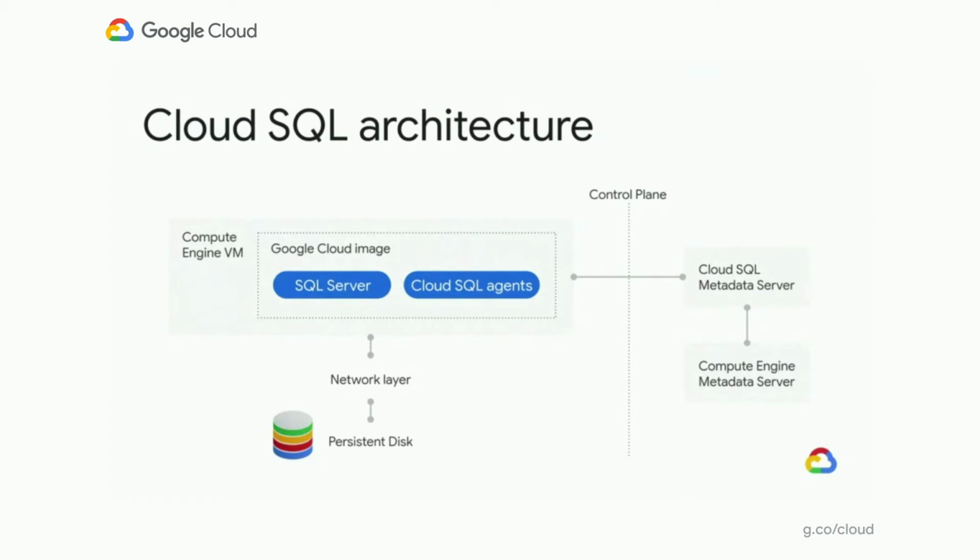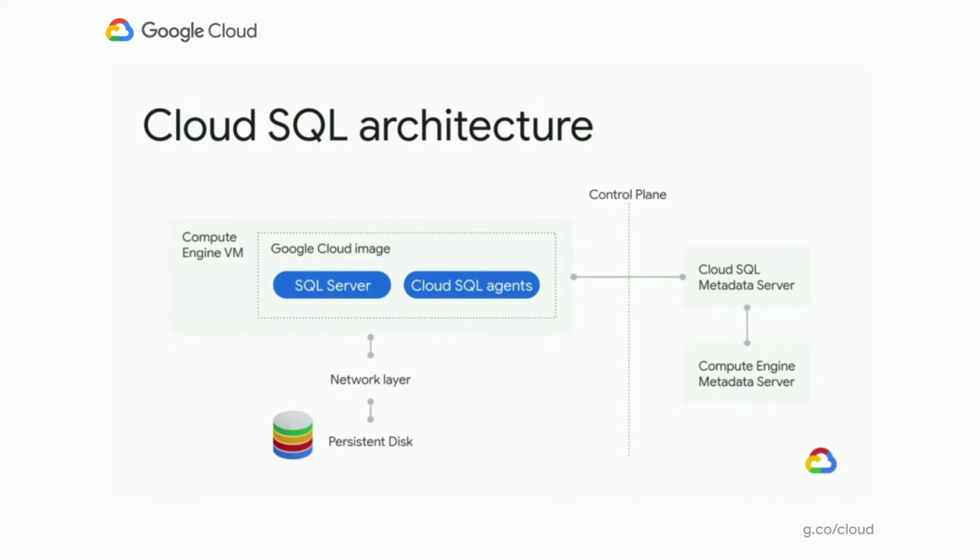On the left-hand side, each instance has its Compute Engine VM, just like you would in GCE, that has a Cloud SQL image in a container with both SQL Server and all of our management agents running on top of it. This includes everything that we use for monitoring, management, connectivity, and the like. Powering that, of course, we have our network layer, which is common to all Google Cloud products, as well as persistent disk for our storage layer.